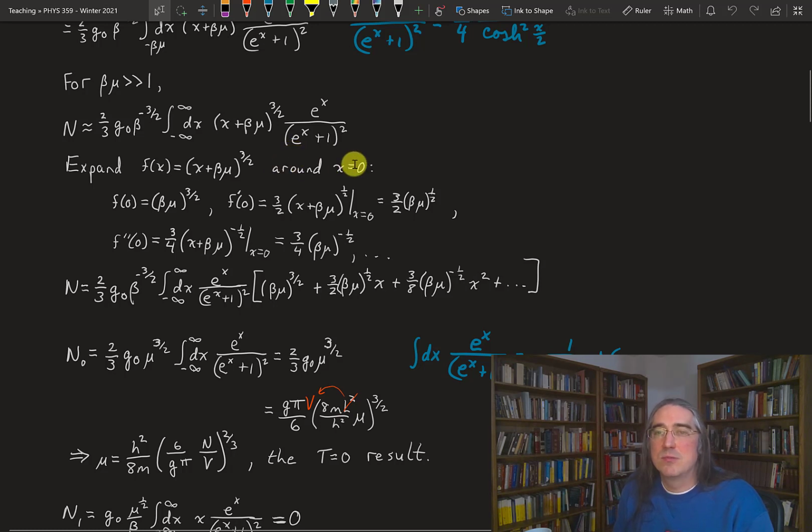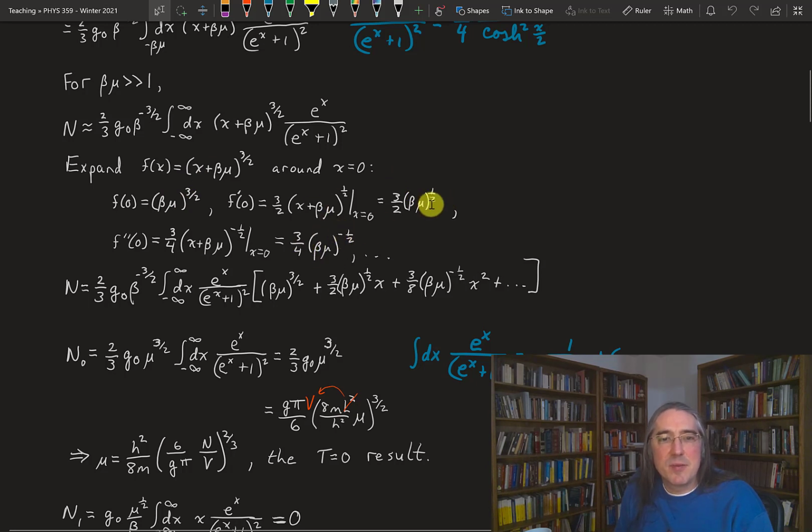Great. So standard story, Taylor expansion. Probably don't even need me to do this, but I'm going to do it anyway just for completeness. F of 0 is beta mu to the 3/2. F prime, drop the 3/2 down at x equals 0. So this is 3/2 beta mu to the 1/2. Now you're seeing this is going to develop into an expansion in 1 over beta mu. So we divided by beta mu to go from the first term to the second term.